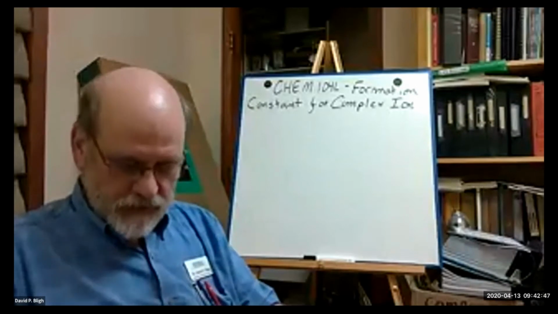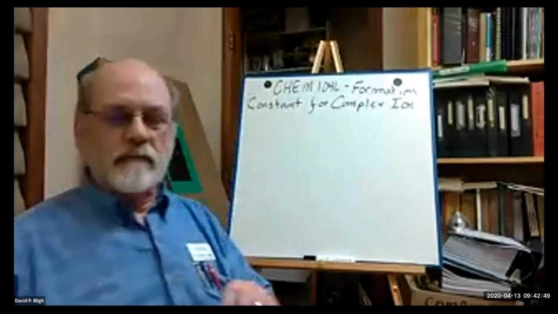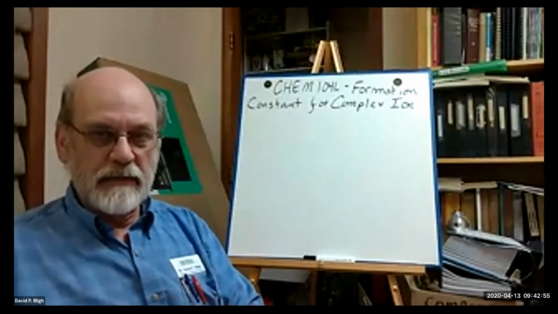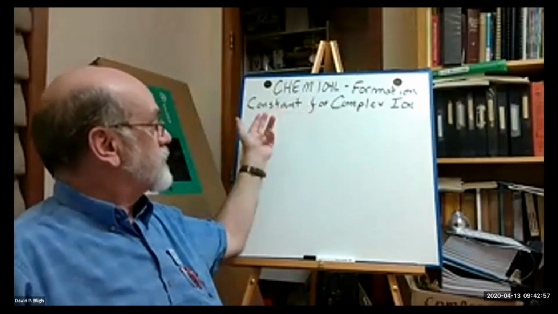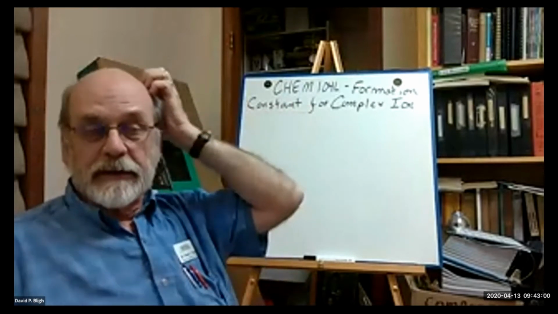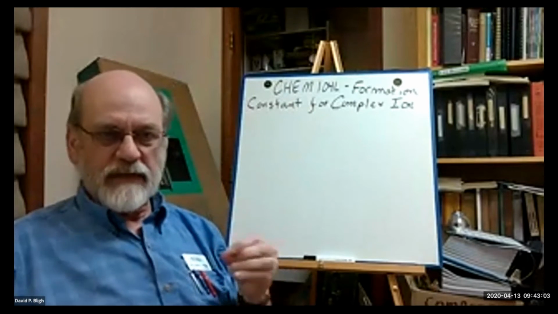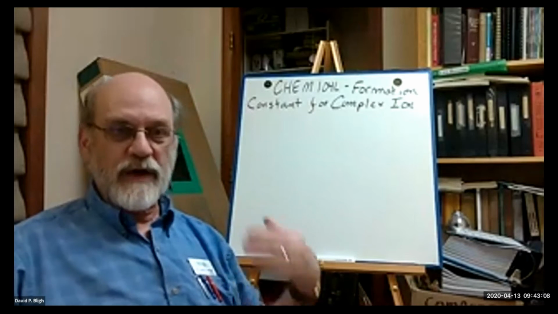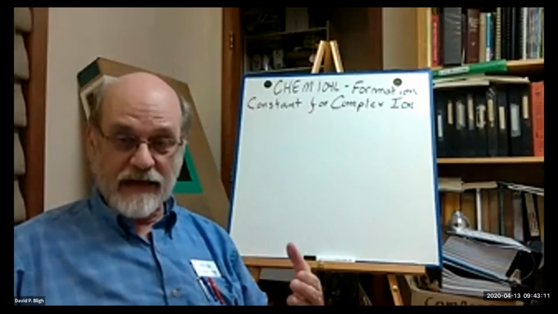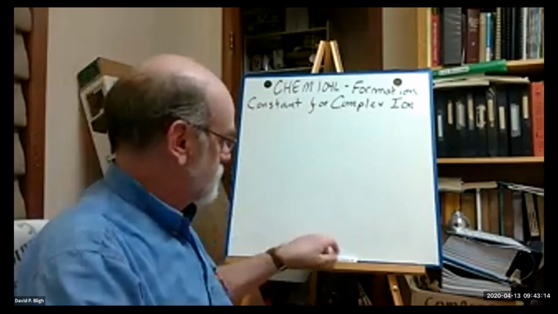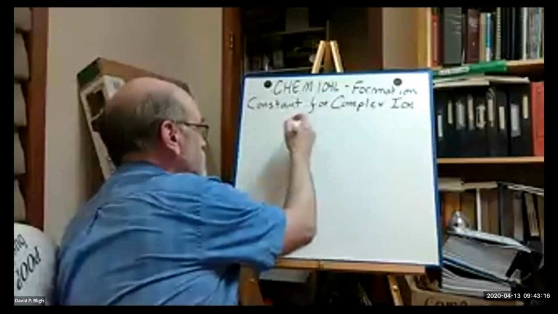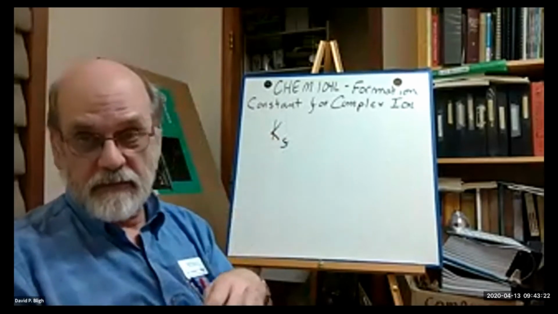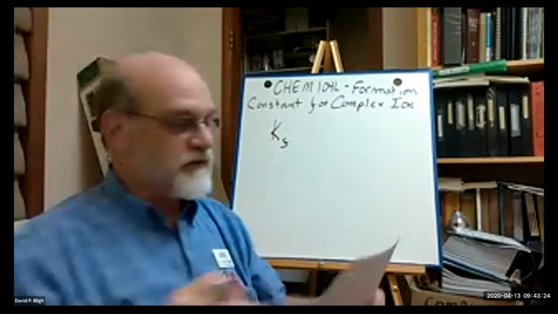But I'll follow a similar format. I'll give you some background, the theory behind the determination of the formation constant for a complex ion. Then the method for gathering the data, and then we'll use that theory to process the data and get the answer. And the answer is the formation constant for this species.